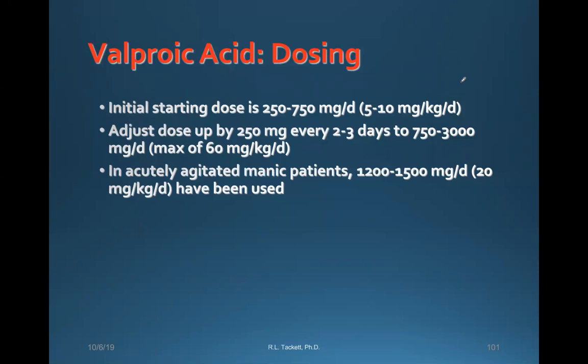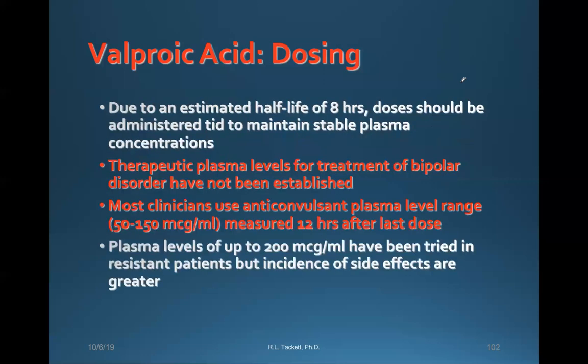Initially, they start the dose at 250 to 750 milligrams per day. If it's a small child, or a child in general, they may go by weight. They adjust the dose about every 2 to 3 days. And if the patient is acutely agitated in mania, they may use around 1,200 to 1,500 milligrams per day. So that's the dosing. And again, I'm not going to ask you a specific dosing question.